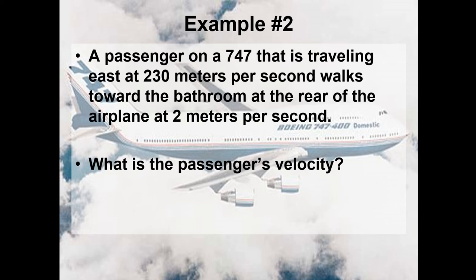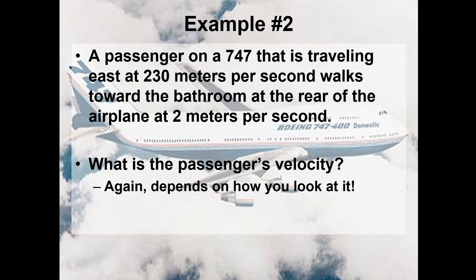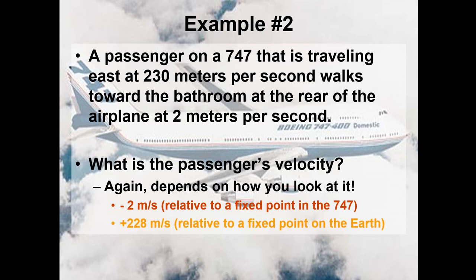Another example. A passenger on a 747 that is traveling east at 230 meters per second walks towards the bathroom at the rear of the airplane at 2 meters per second. What is the passenger's velocity? Pause the video here for a second and see what you can come up with. Again, answers depend on what we look at and what we compare it to. Relative to somebody on the plane, the passenger is walking negative 2 meters per second because he's walking backwards towards the rear of the plane.